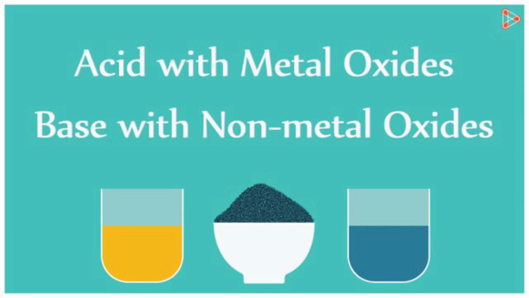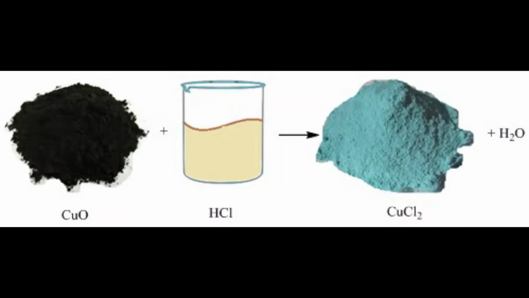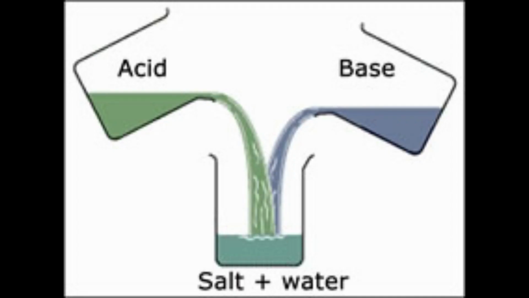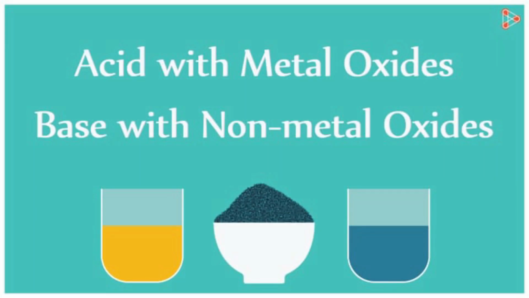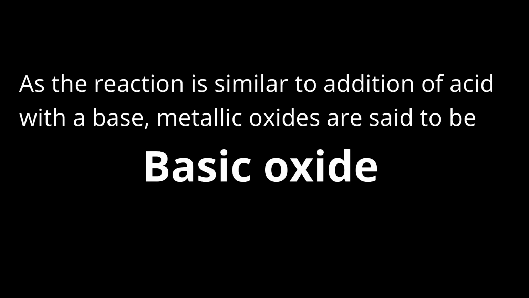So here we talk about the reaction of metallic oxides with acids. Now when a metal oxide reacts with an acid, it gives us the products salt and water. If you observe, this reaction gives us the same products as the reaction where acids reacted with bases. Since this reaction where a metallic oxide reacts with an acid to give us salt and water is similar to the reaction of a base with an acid, the metallic oxide is said to be a basic oxide.